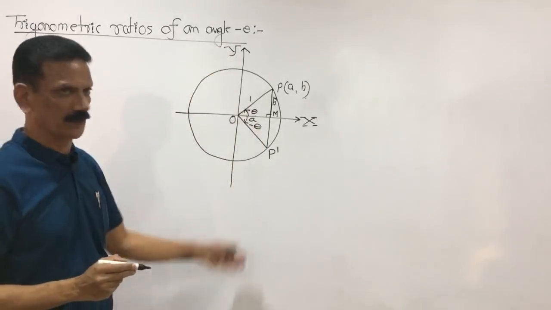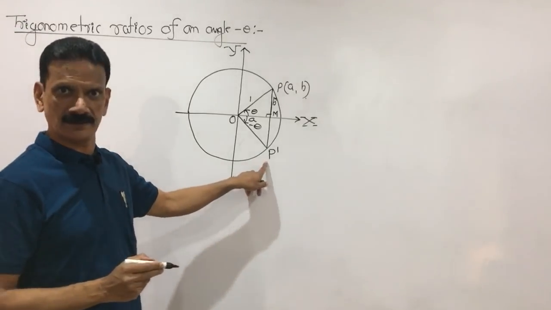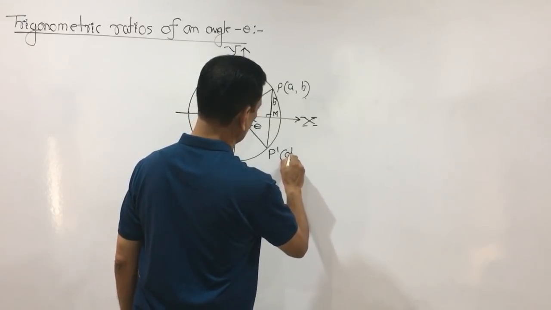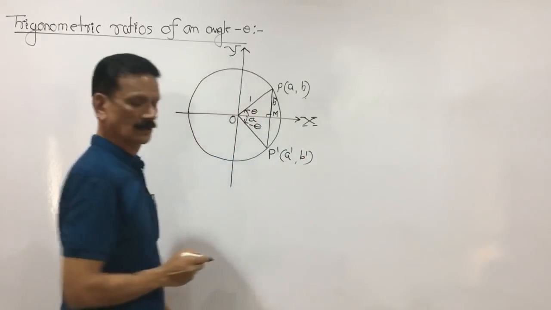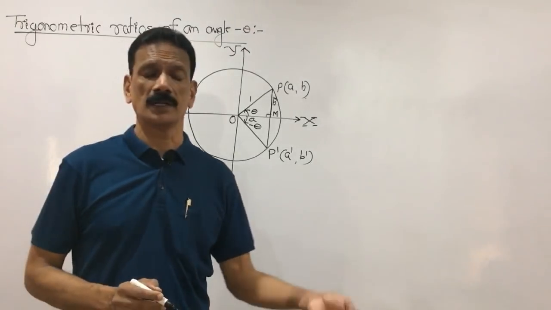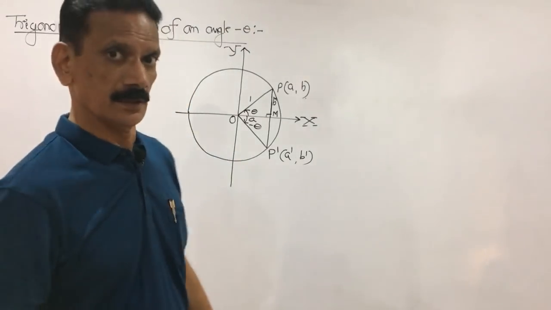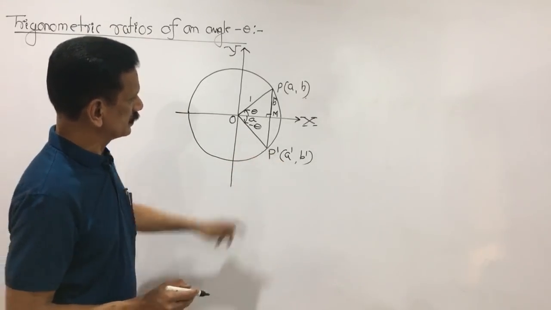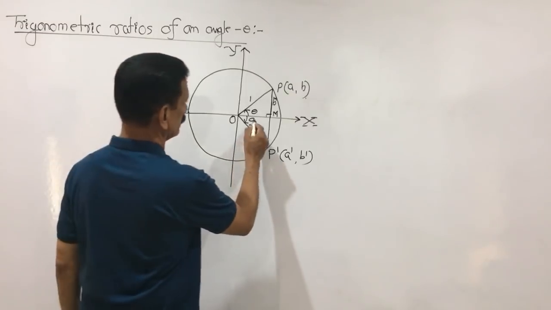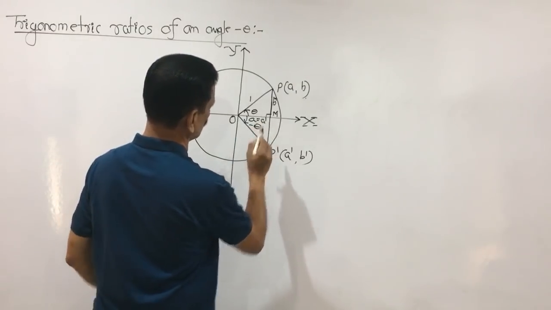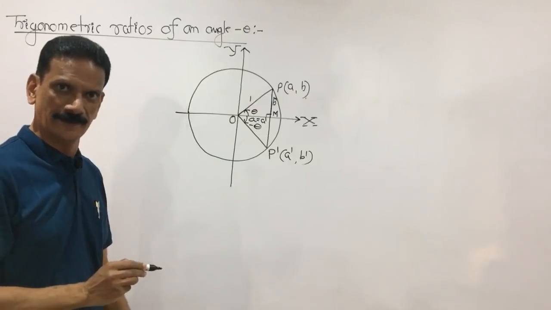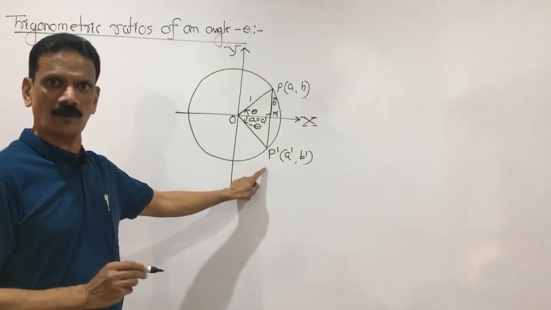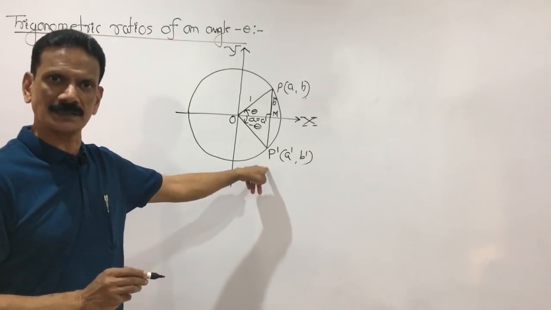I extend that perpendicular to intersect the circle at the point P dash, and the coordinates of the point I take as (A dash, B dash), because the position of the point changes, so the coordinates change. But observe that A dash is the x coordinate, meaning A and A dash are the same, because OM is the x coordinate of the point P as well as the x coordinate of the point P dash. I hope you are understanding, my dear friends.